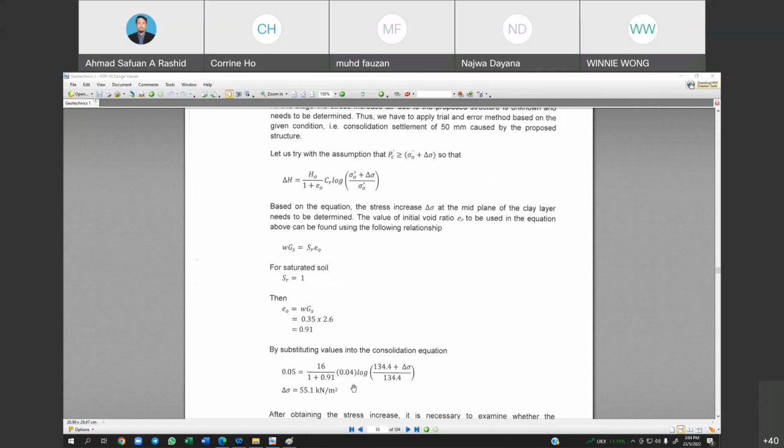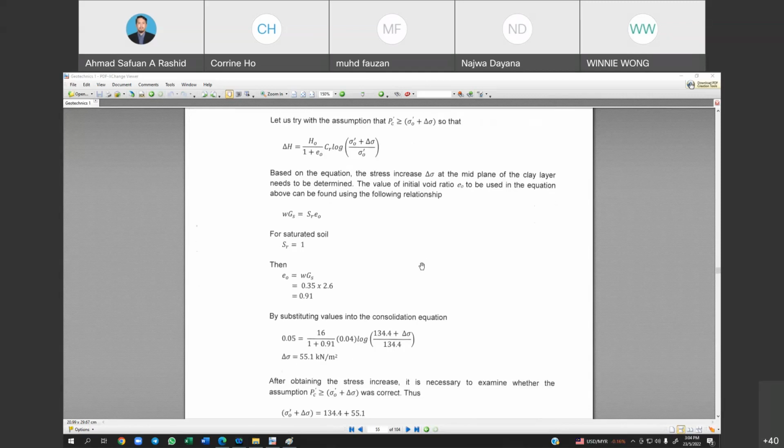So macam mana kita nak tahu benda ni betul atau tidak? So then we need to compare the new delta sigma value plus the effective vertical stress with the Pc. If the Pc is greater than the new delta sigma and the sigma naught, it means that the first assumption, the first trial that we made, is correct.